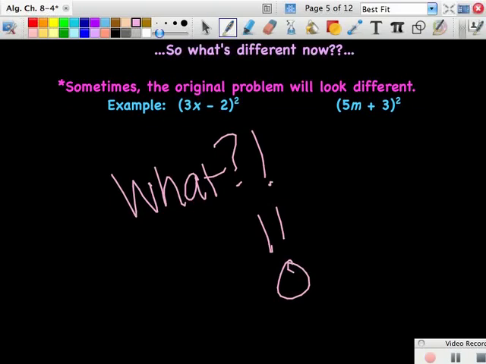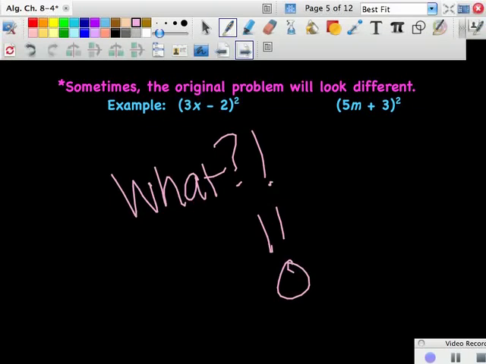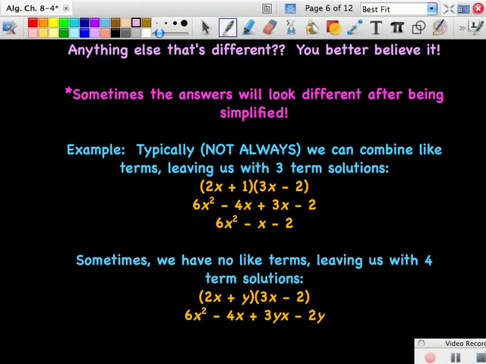All right, anything else that's different? Well, your answers could look different after you simplify them. We're used to problems like this where our middle two terms can be combined, and so our end result, our end solution, has only 3 terms. Other times, we have had terms, or the first problem looking like this, where what ends up happening is we have no like terms.